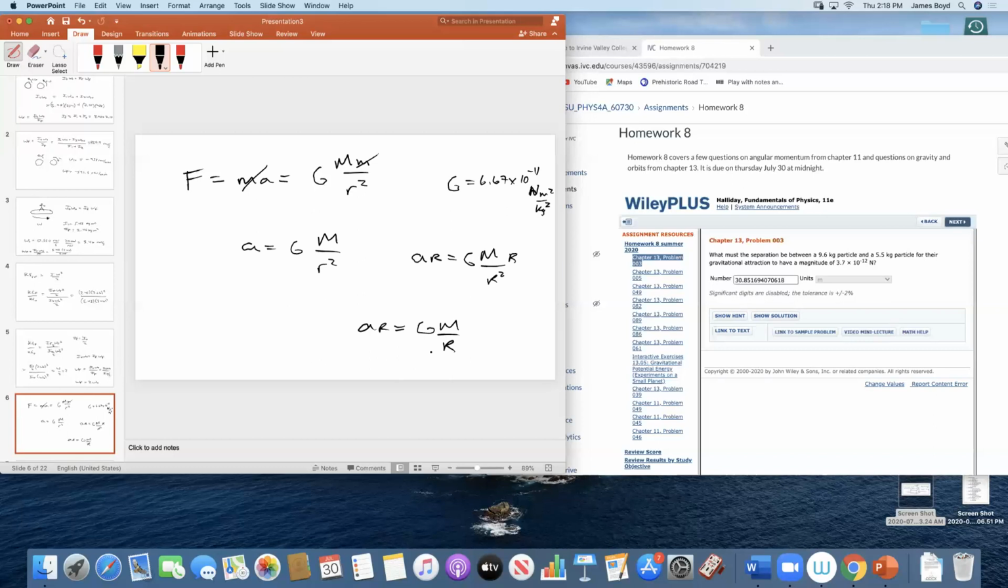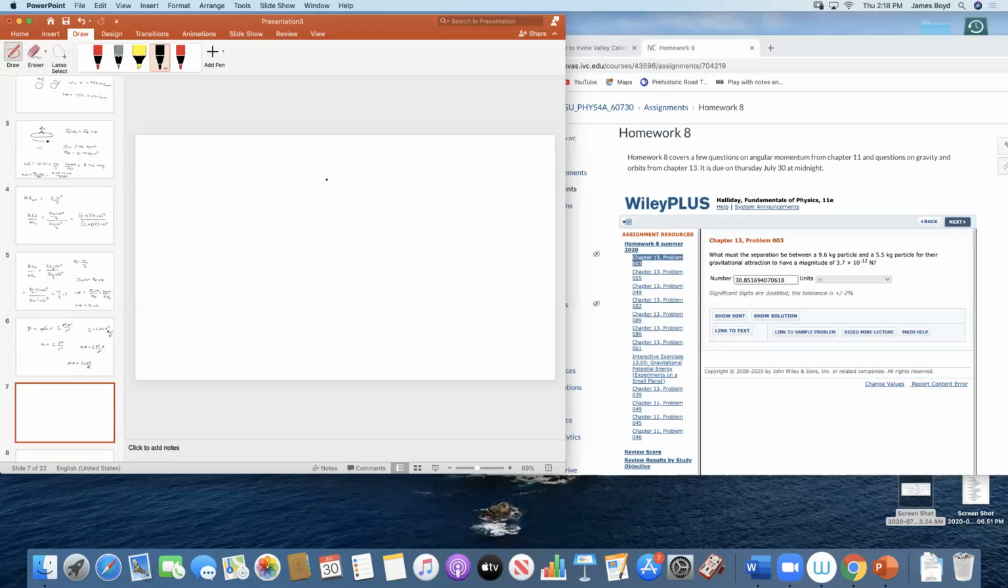That's something I forgot to talk about with you. It makes some problems easier because of energy. But for now, the only thing I want you to know for this problem is the force is G M1 M2 over the distance separating them. And what you're told is that there is a force of 3.7 times 10 to the minus 12 newtons between them, and that mass 1 and mass 2 are respectively 9.6 kilograms and 5.5 kilograms.